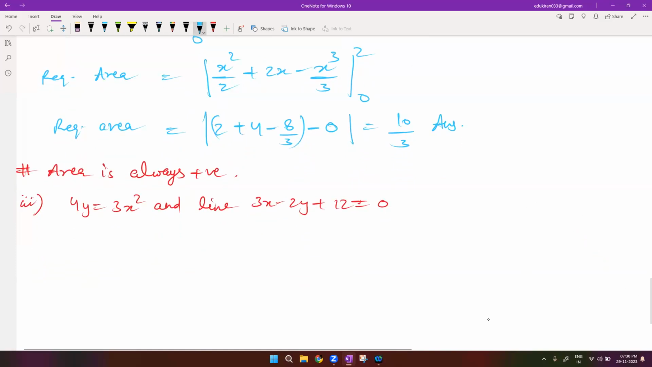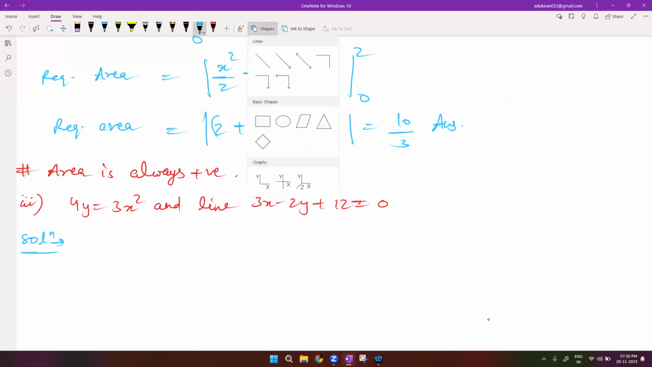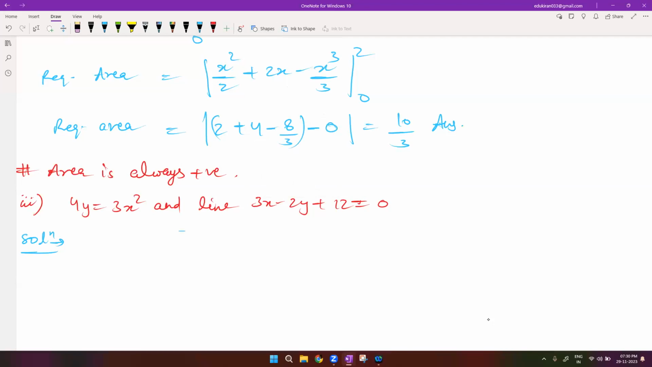सबसे पहला काम भाई visualize तो करें. You have to visualize this. What is the equation? What does it represent? They have already given that this equation is a parabola and this is a line. Okay, now let's start with the figures.